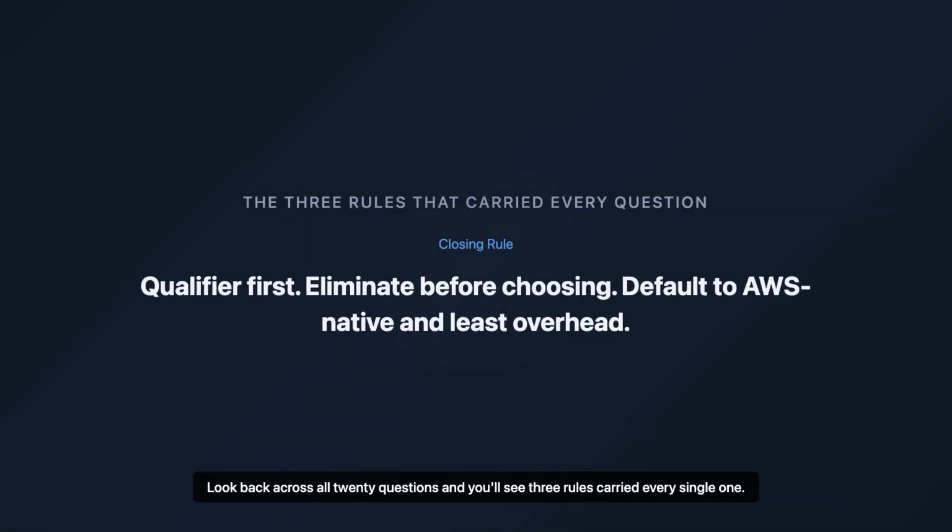Look back across all 20 questions and you'll see 3 rules carried every single one. Qualifier first, read the last sentence to find the phrase that does the work. Eliminate before choosing, rule out the imposters before you commit. And when you're stuck between two survivors, default to the most Amazon Web Services native option with the lowest operational overhead. Those 3 rules are your method on exam day.